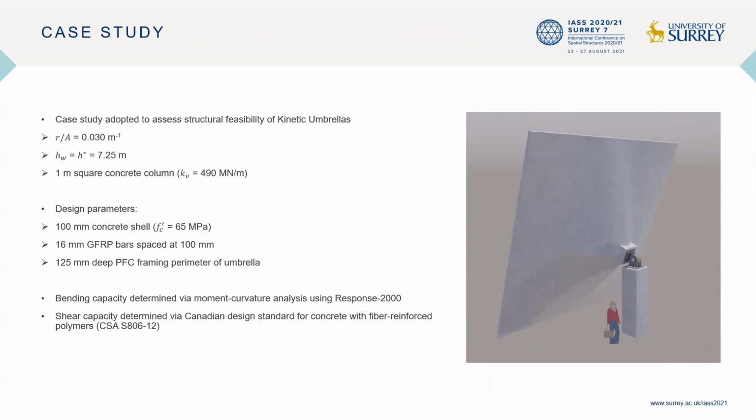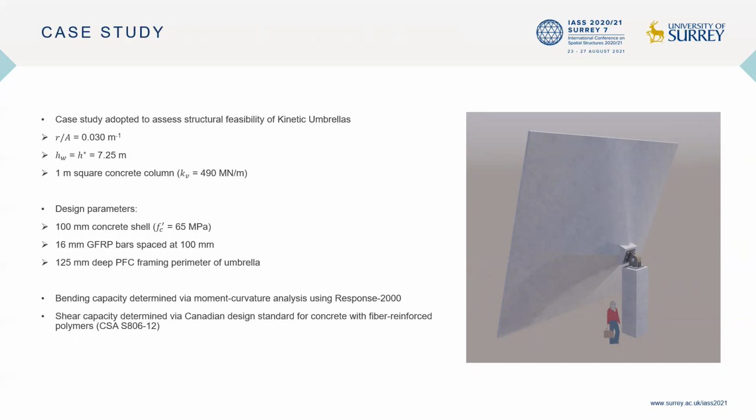Next, a case study was adopted to assess the feasibility of kinetic umbrellas from a structural engineering perspective. An umbrella with R/A equal to 0.03 inverse meters was selected. This umbrella was subject to the maximum possible level of inundation, matching the entire deployed height of 7.25 meters. Furthermore, a 1 meter square concrete column was adopted for lateral support.